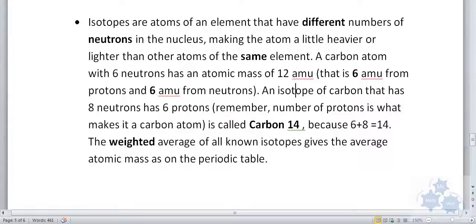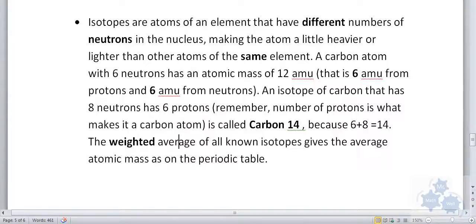So the protons are what's really important. That's what makes an atom a certain element. And the neutrons, though, can be different. There can be more or less. So the one with 8 neutrons and 6 protons is called carbon-14. And you've maybe heard of carbon-14 dating. You've heard things about carbon-14. It's an isotope of carbon. So carbon-12 is the most common.